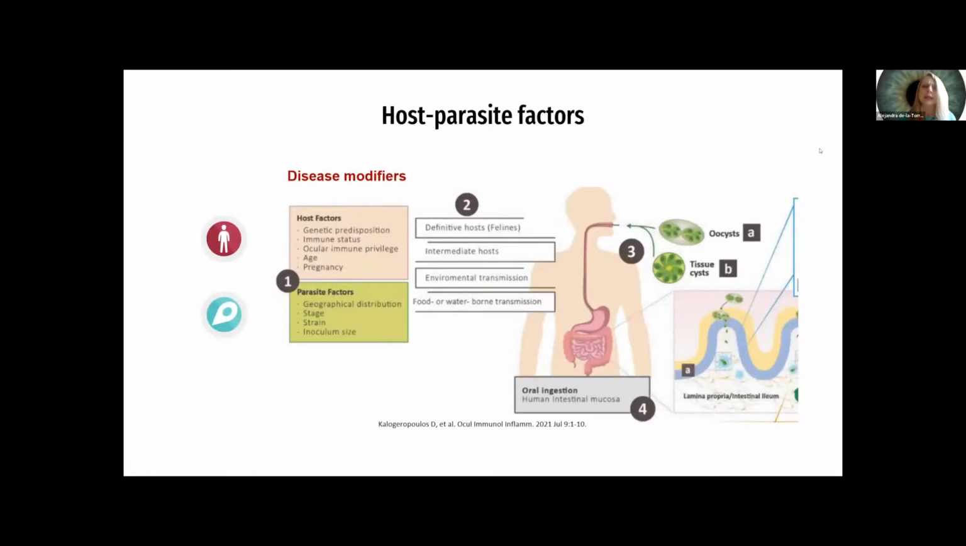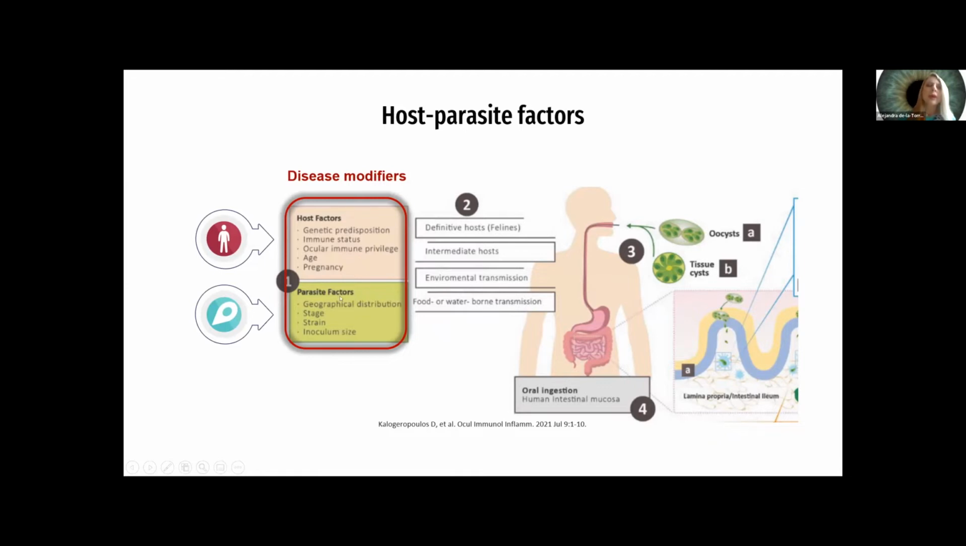Different host and parasite factors have been identified as disease modifiers. What factors do we have to consider in the interplay between the host and the parasite? Host factors include genetic predisposition, immune status, ocular immune privilege, age, and pregnancy. The parasite factors include geographical distribution, stage, strain, inoculum size, and the source of this inoculum. Let's start with the parasite.